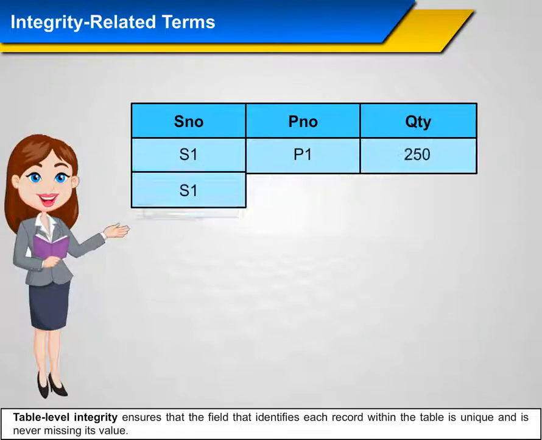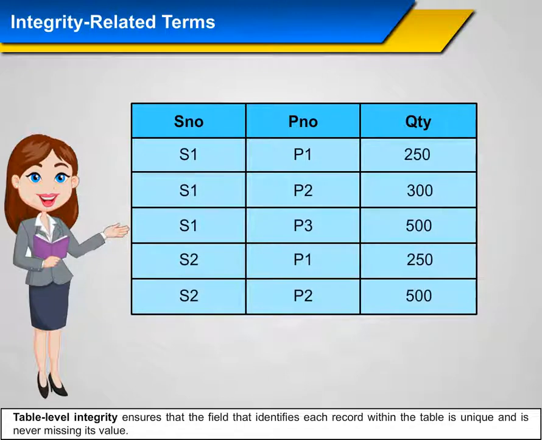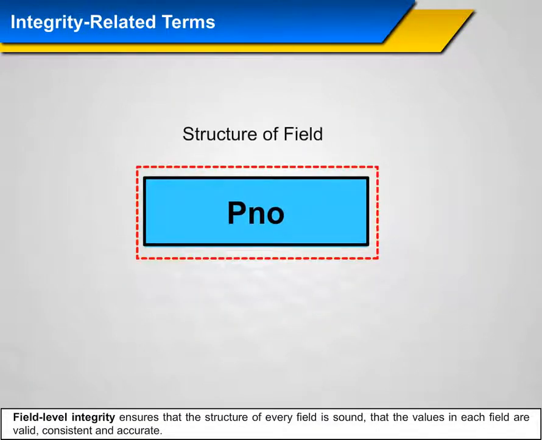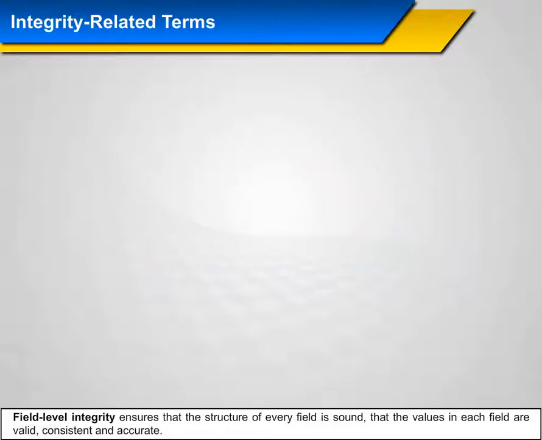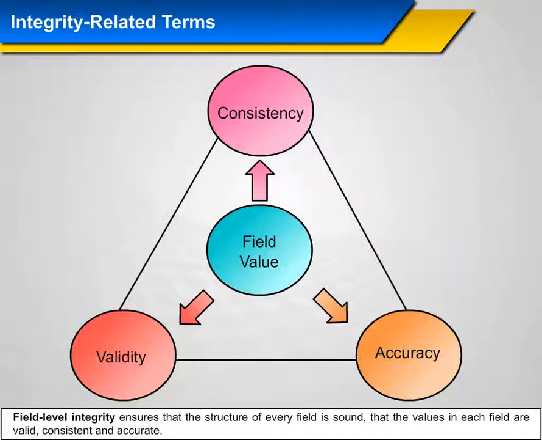Table-level integrity ensures that the field that identifies each record within the table is unique and is never missing its value. Field-level integrity ensures that the structure of every field is sound, that the values in each field are valid, consistent, and accurate.